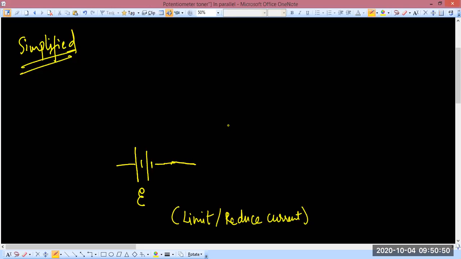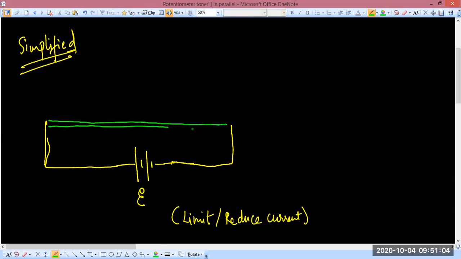And then with this battery there is a very long thick wire. Okay, slightly thick wire, and it's also quite long.